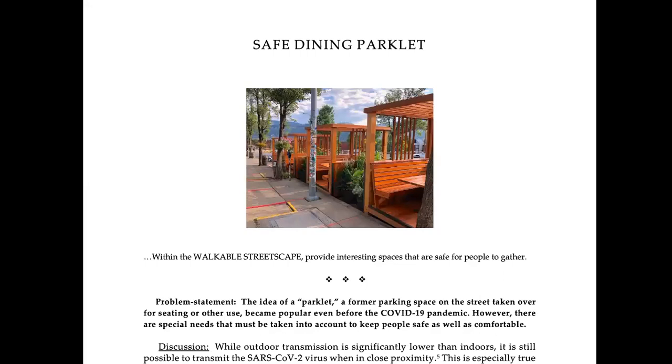How about some of the little parklet ideas that have emerged, like the idea of a dining parklet where you can take parts of the street that are maybe underutilized for parking, and you can create little safe dining spaces where people can dine in groups, and it's open air. They're not transmitting the virus to one another and so on.